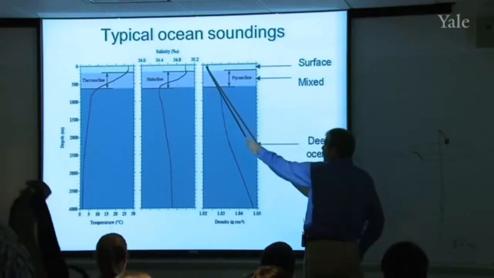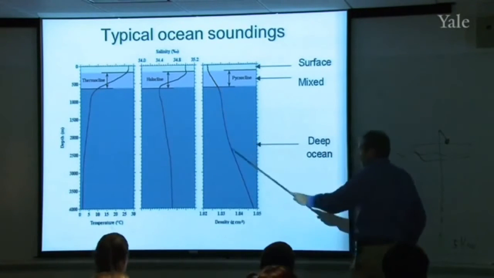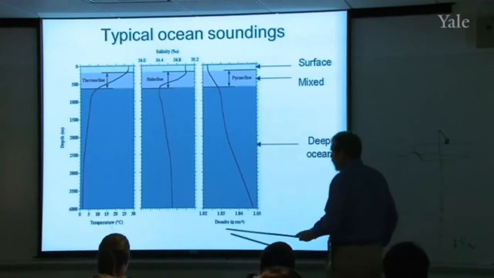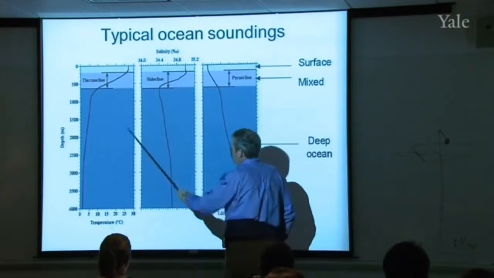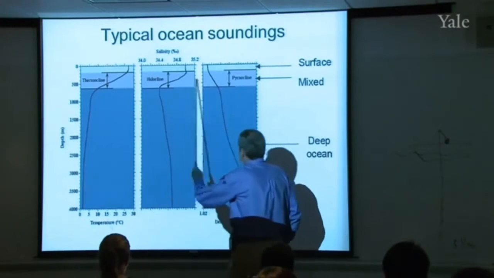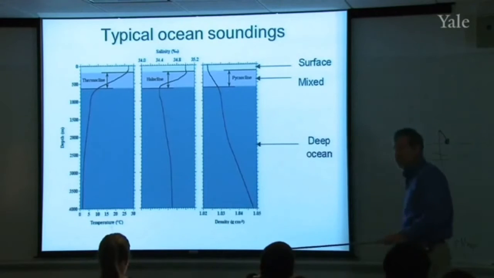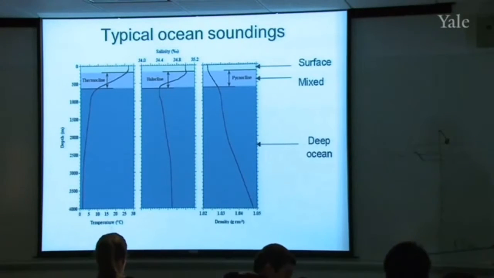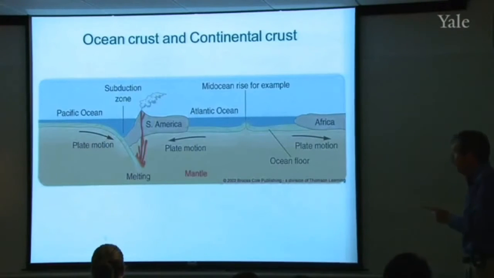So this is a little bit denser than fresh water and gets even denser by the time you get down to the bottom, primarily because of the temperature in this case. The colder temperature is giving rise to the higher density in the deep ocean. The point I want to make here is that there are two types of crust.